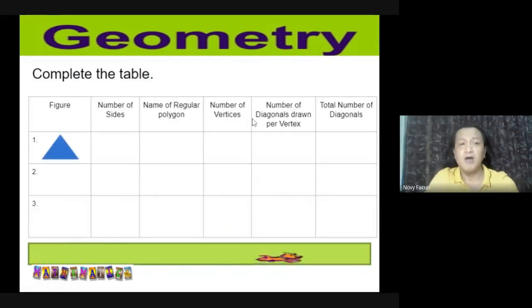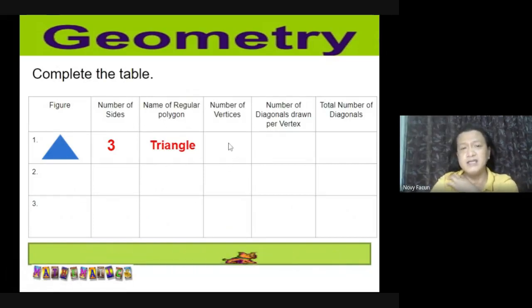So, now, to sum up our lesson, complete the table. We have to find the number of sides of the given figure for 1 to 3, name of the regular polygon, number of vertices, number of diagonals drawn per vertex, total number of diagonals. So we have this. Kung ito yung figure natin, how many sides? So there are 3 sides. Kung 3 sides to, this is a regular polygon. So, ano ang tawag doon? This is triangle. Okay, next, number of vertices, there are 3. Same lang siya doon sa number ng sides.